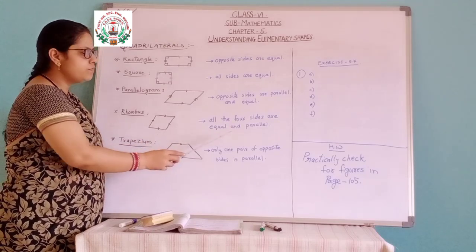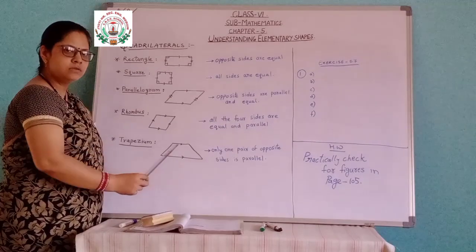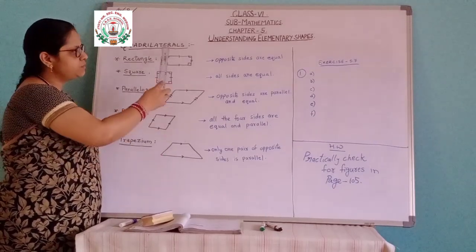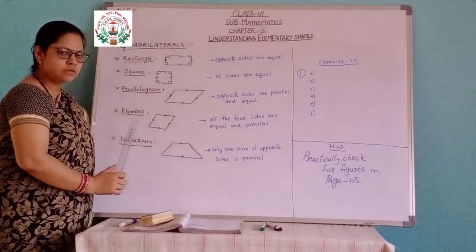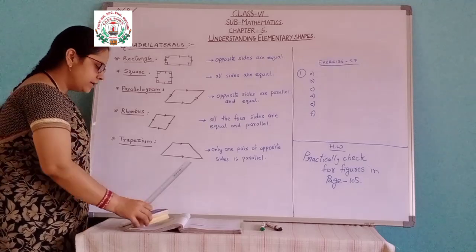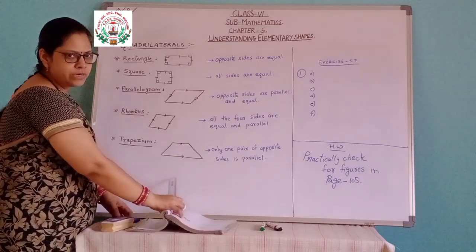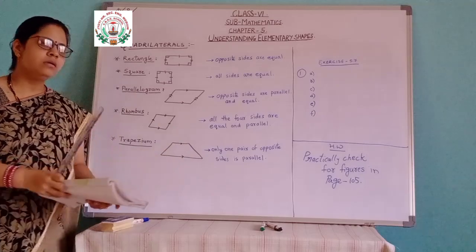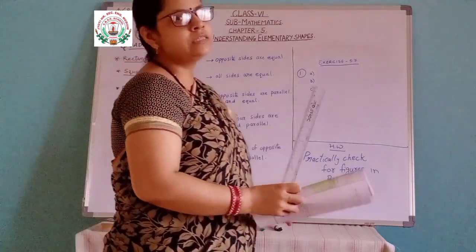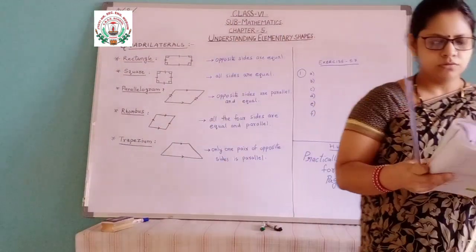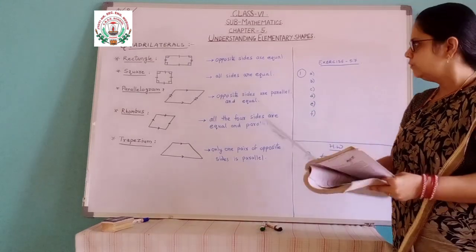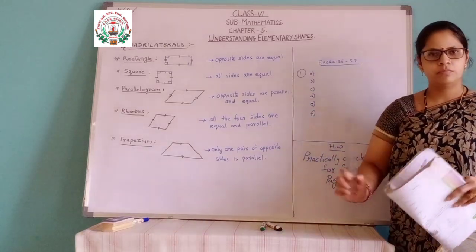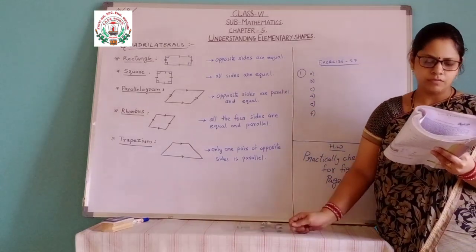Trapezium, only one pair of opposite sides is parallel. So these special types of quadrilaterals are clear now. Now let us come to exercise 5.7. Here in 5.7, first is true or false. Whatever I have explained here, based on that only you have to give the answers.